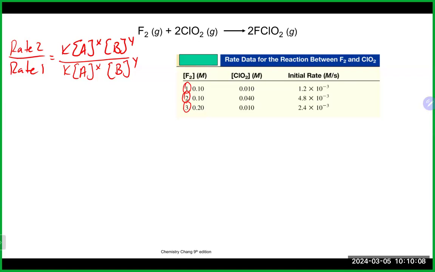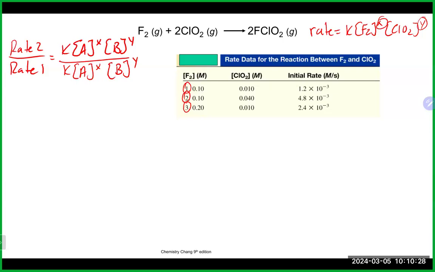We can, by the way, for this equation that we're looking at, write the generic rate law: the rate is equal to k times [F2] to the x and [ClO2] to the y. And again, we're going to use the table here to figure out what x and y are.